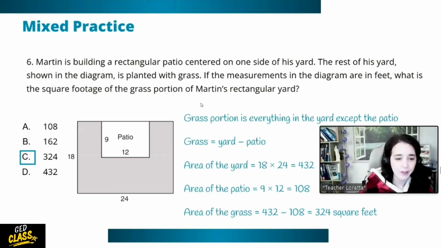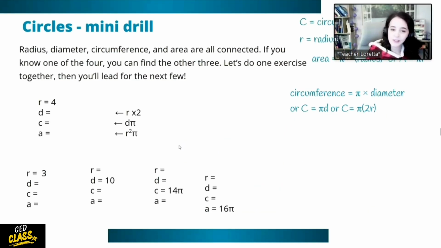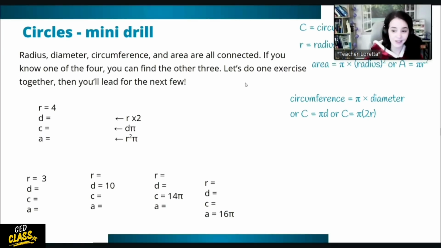Really good work, you guys. Let's do a little circle drill, okay? Radius, diameter, circumference, and area are all connected. If you know one of the four, you can find the other three. Let's do an exercise together, and then you can try the next ones on your own. Let's say the radius of a circle is 4.